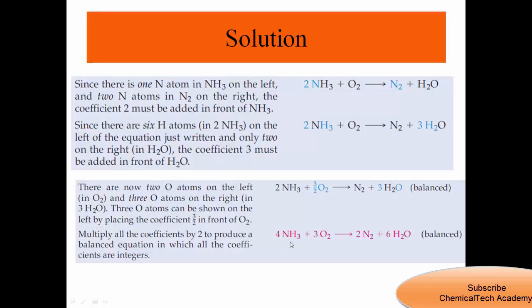So number of nitrogen here we have 4 on the right hand side. Hydrogen we have 12, here we have 12. Oxygen we have 6, and here we have 6.